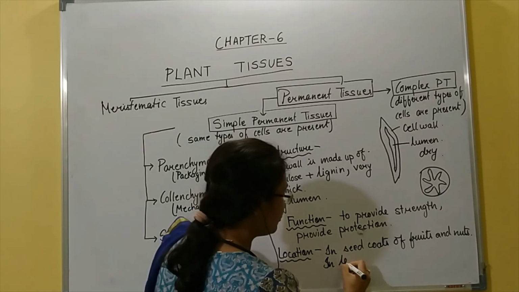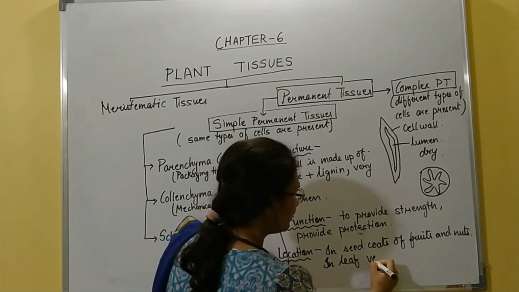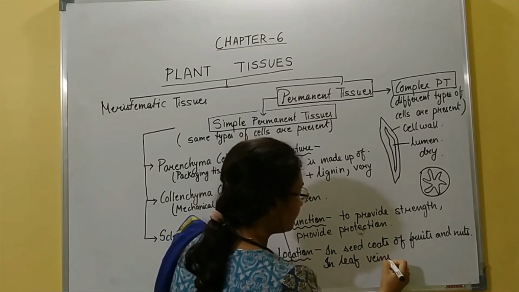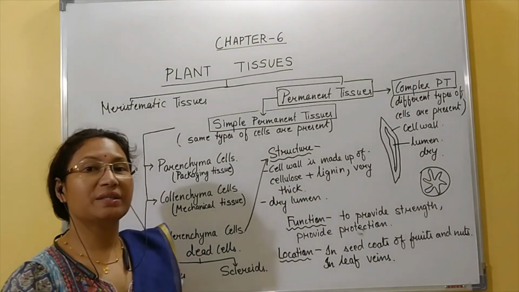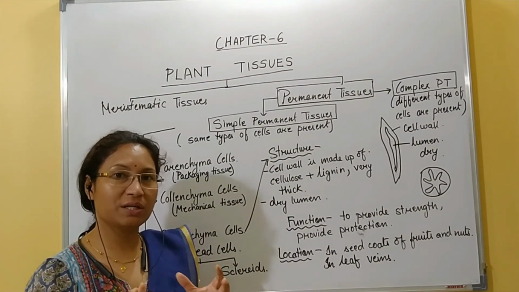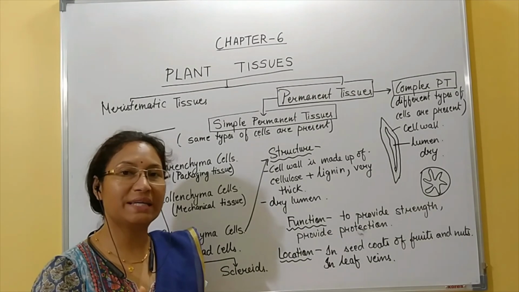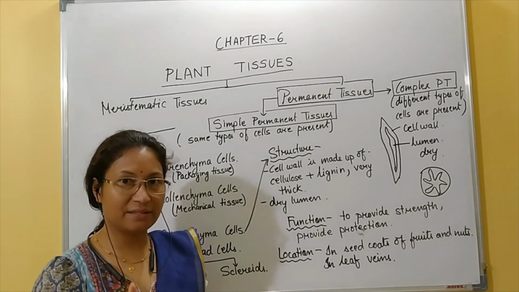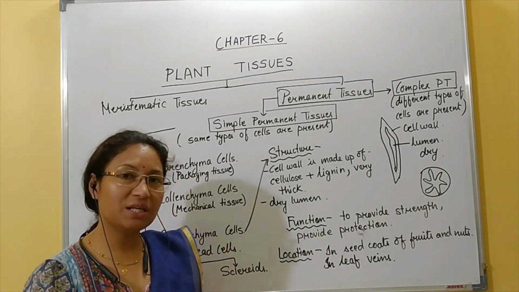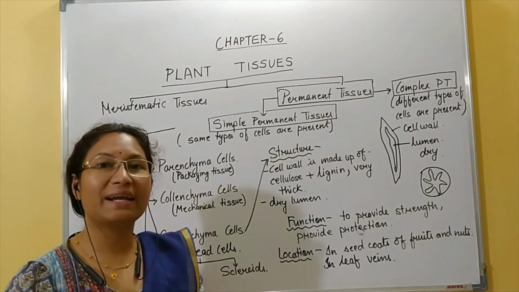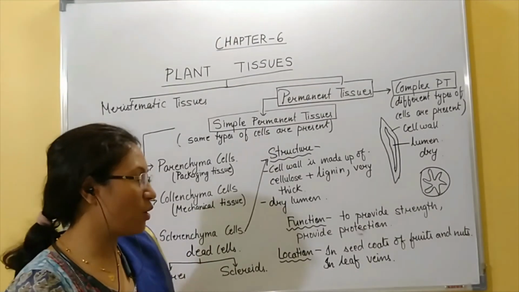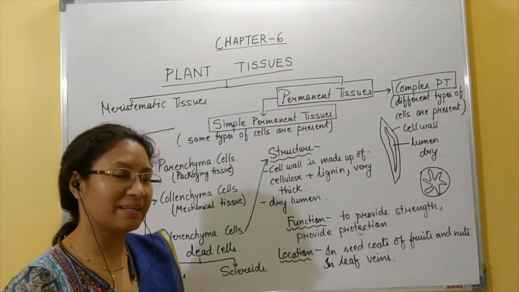In leaf veins. Also, the husk of the coconut: the part that we are eating is the seed, and around it is covered with the sclerenchyma cells. So the husk of the coconut is made up of sclerenchyma cells.